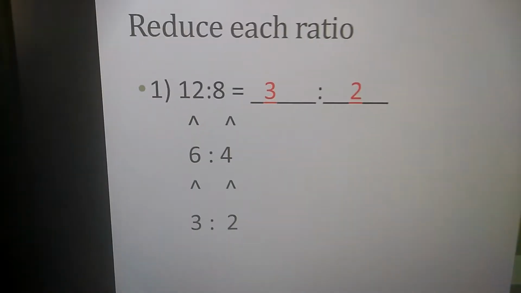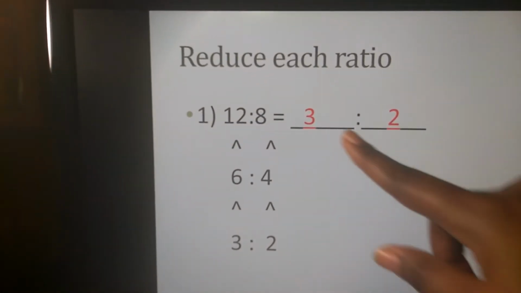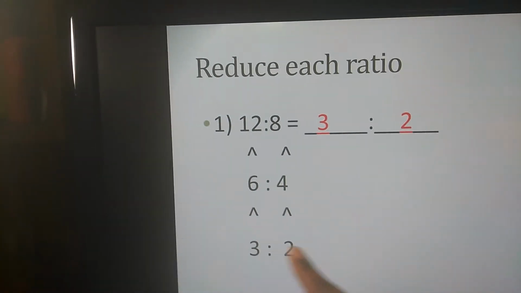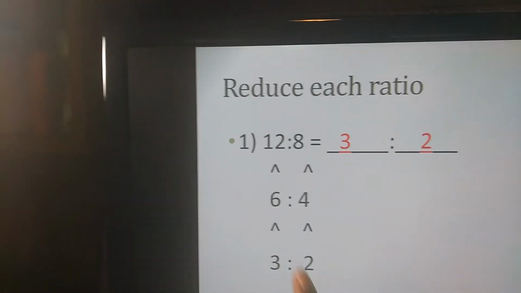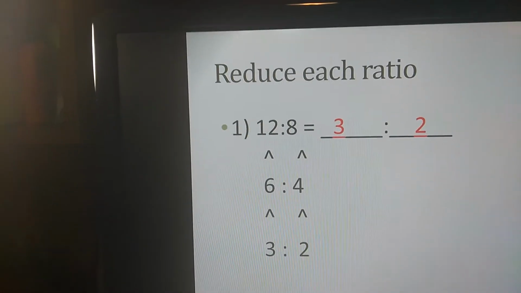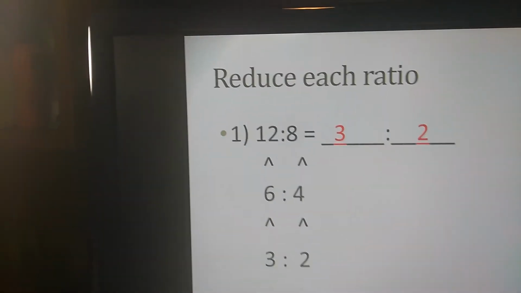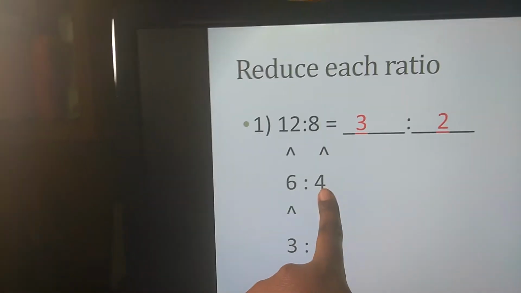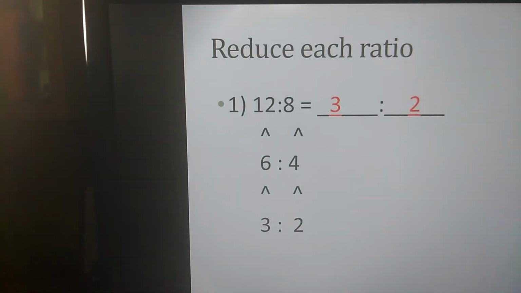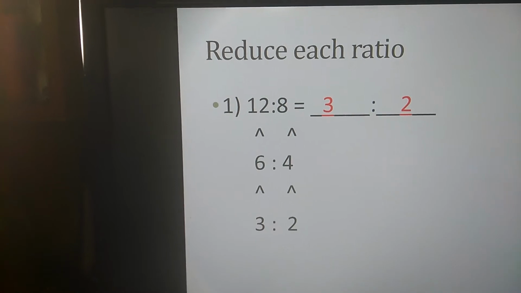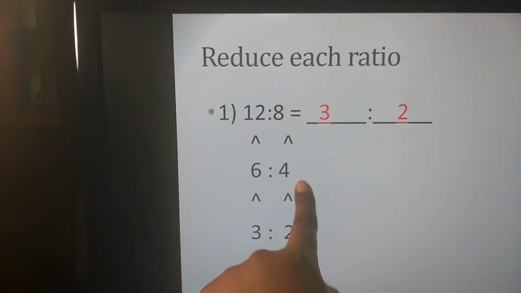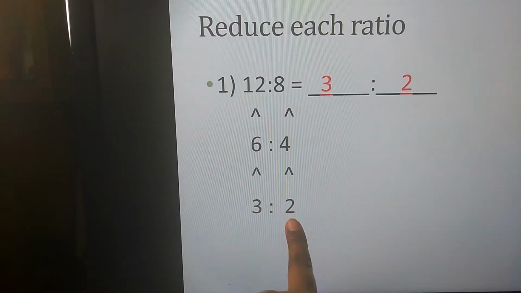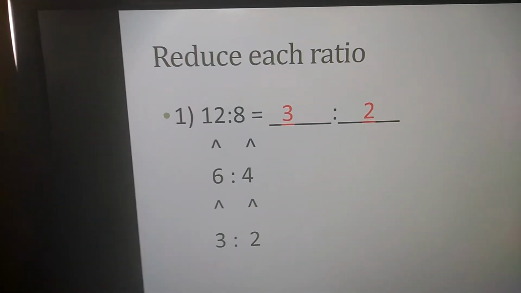So reduce each ratio. So this is the answer. The ratio is 12 to 8. I tried to break it down so you see how I got to each one. So 12 and 8 can be reduced to 6 and 4, which will then in turn reduce to 3 and 2. It says reduce each ratio to its simplest form. If you write 6 and 4 as a fraction, it can be reduced even more, because 2 can go into 6 and 2 can go into 4. 2 goes into 6 3 times, and 2 goes into 4 2 times. So that's why we got the ratio 3 to 2.